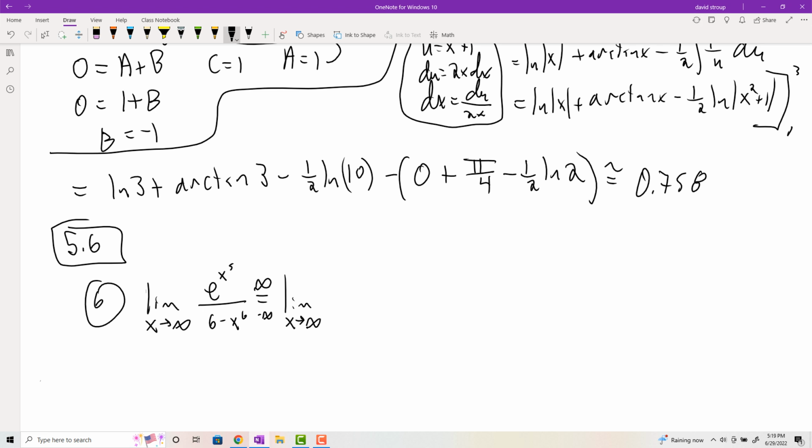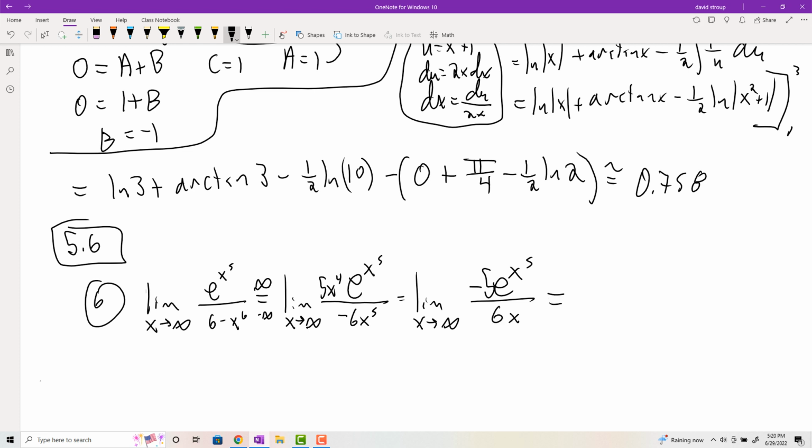Okay. So the derivative of e to the x to the 5th is e to the x to the 5th times the derivative of x to the 5th, which is 5x to the 4th, all over negative 6x to the 5th. The derivative of the 6 is 0. Clean it up a little bit. I'm going to bring the negative upstairs. So I have negative 5e to the x to the 5th all over 6x.